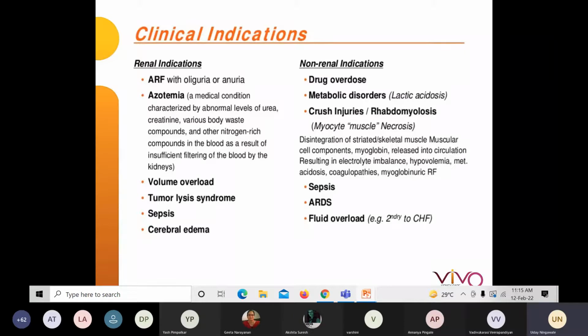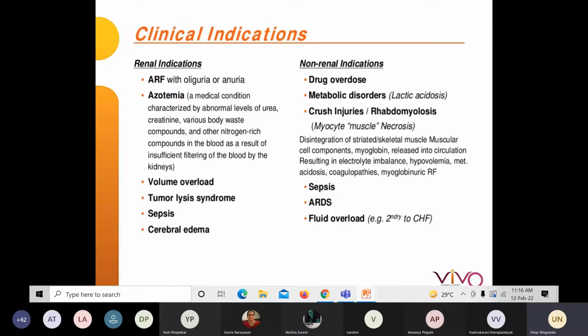Or anuria, where no urine is produced. In this case, azotemia, a medical condition, happens because urea, creatinine, and various waste products in the blood have increased. Volume overload: as urine is not produced, volume accumulation takes place and fluid overload has happened. Tumor lysis syndrome, sepsis, and cerebral edema. Cerebral edema can happen in any of the cases where oliguria or anuria is there and azotemia is there.